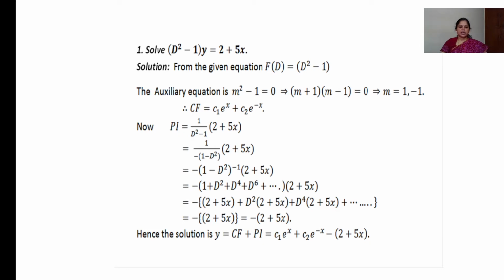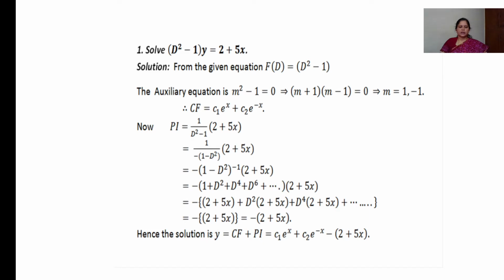So in the next step we'll get minus of (1 minus d square) whole to the power minus 1 into (2 plus 5x). Now we got the (1 minus x) whole to the power minus 1 binomial form. So we are going for the expansion. In the place of x we have now d square. That's why, using the binomial expansion, we got 1 plus d square plus d to the power 4 plus d to the power 6 plus etc. into 2 plus 5x. So we'll retain the minus sign in front as it is.